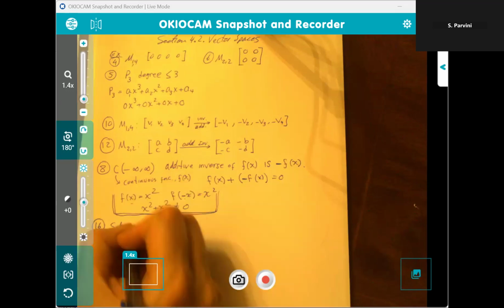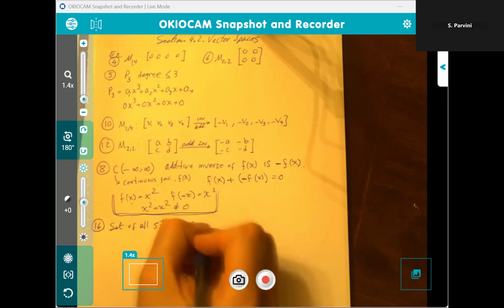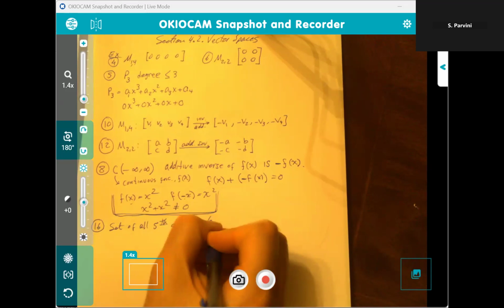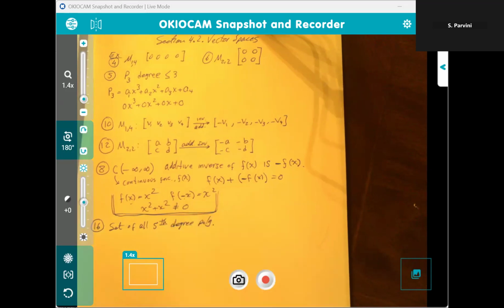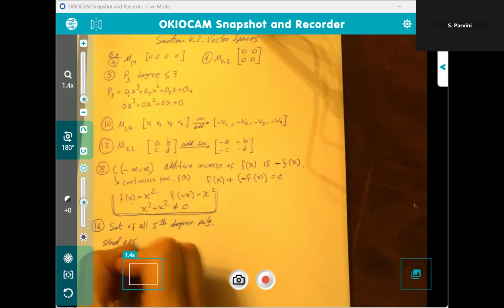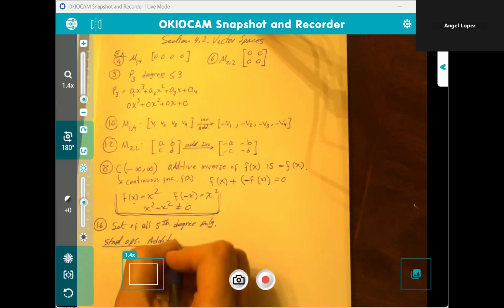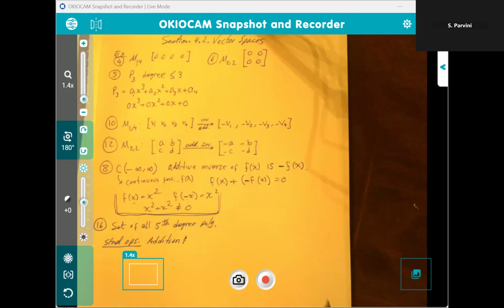Set of all fifth degree polynomials. Number 16, the set of all fifth degree polynomials with standard operations. And remember what standard operations are again, anyone? What do we mean by standard operations? Standard operations are addition. And what's the other one? Multiplication. Very good, scalar multiplication.